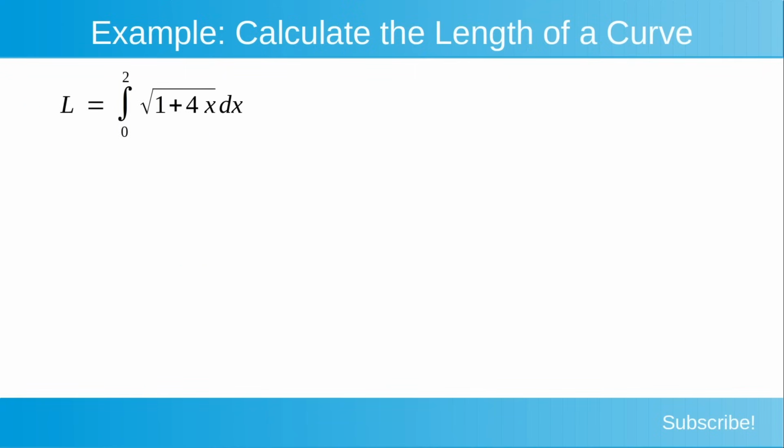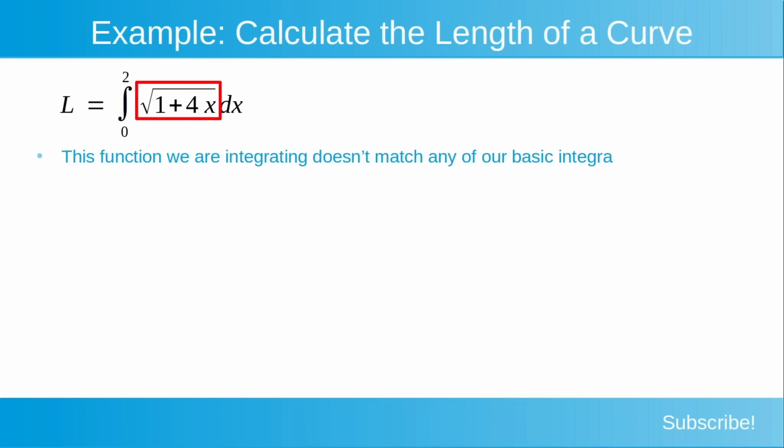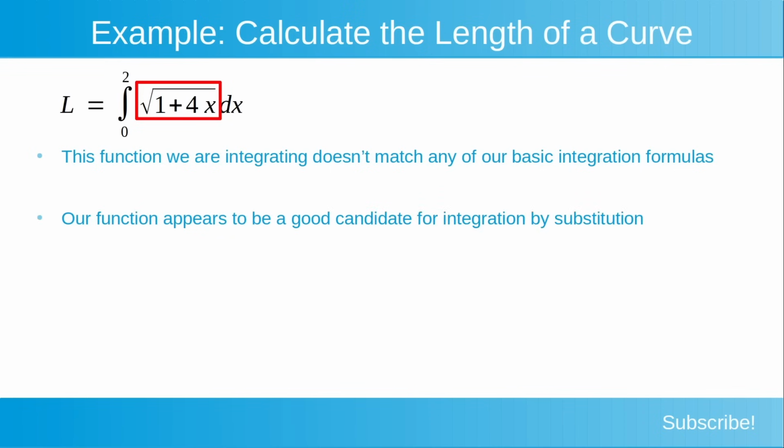So far, we have that the length of our curve is equal to the integral from 0 to 2 of the square root of 1 plus 4x dx. This function we are integrating doesn't match any of our basic integration formulas. But our function does appear to be a good candidate for integration by substitution. The square root of 1 plus 4x is a composite function in the form f of g of x, where the function g of x is equal to 1 plus 4x.